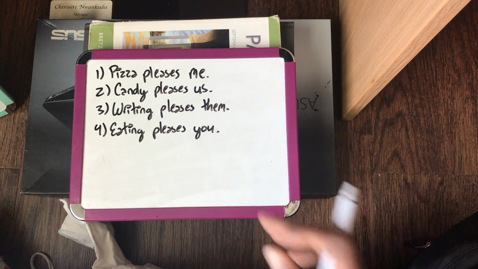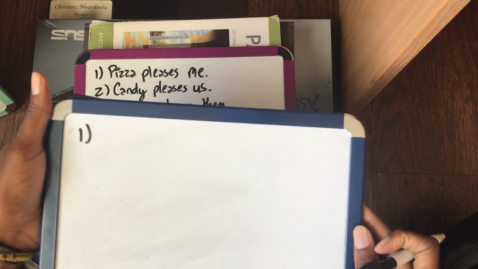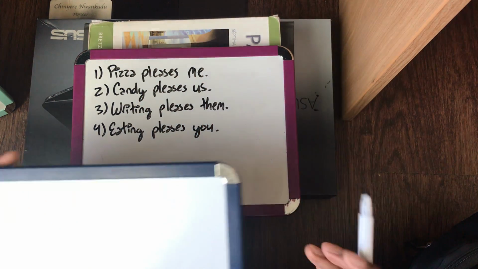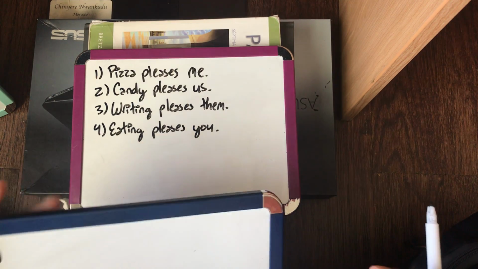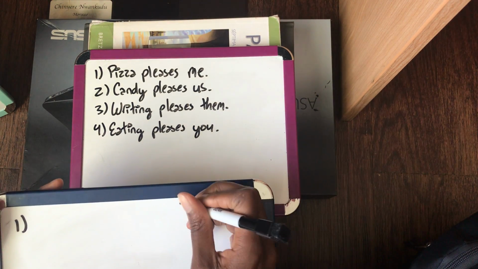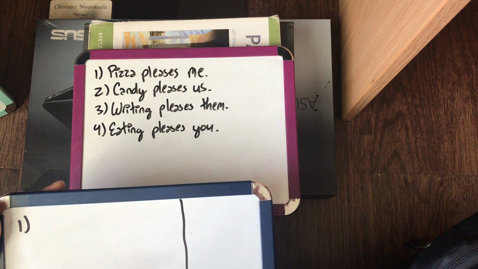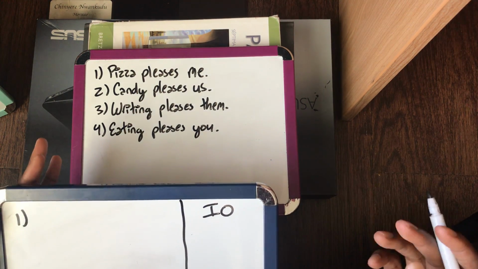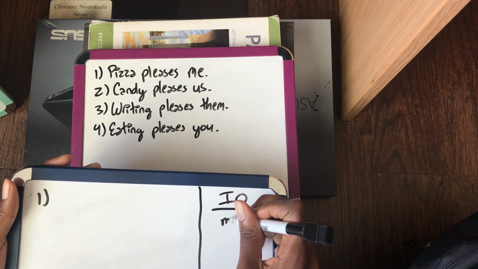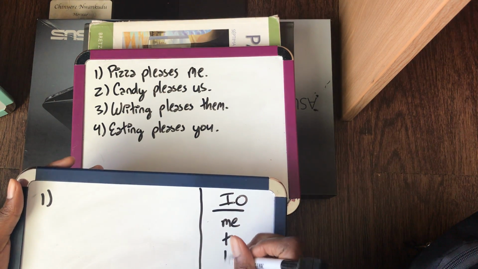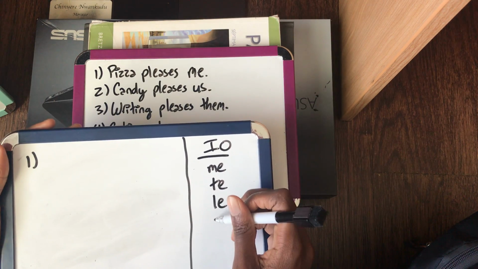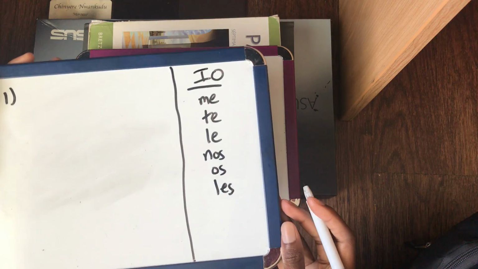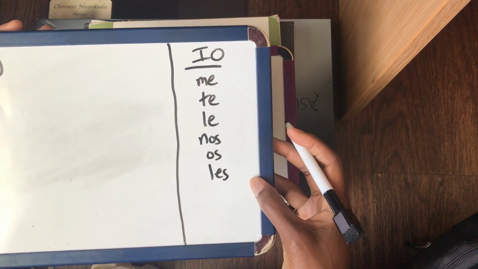All right, continuing onward. So let's translate all of these sentences into Spanish. Pizza pleases me. So we're going to be using our indirect pronouns, which if you don't remember them, I will make a nice little list right here. Gustar and verbs like gustar take indirect object pronouns. So we're going to have me, te, le, nos, os, and les here. These were our indirect object pronouns.